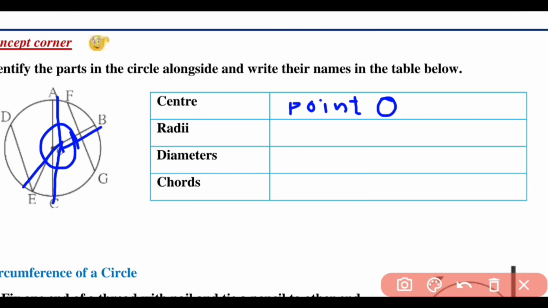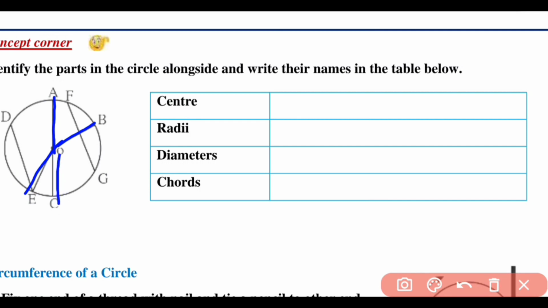Okay, let me erase it so I can show you once again very clearly. Segment OB is radius, segment OE is radius, segment OA is radius, and then segment OC is radius. That means what? The distance from the center till the circle. So in this way these are the radii.